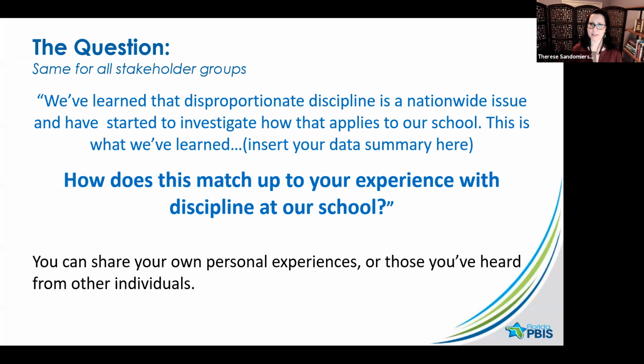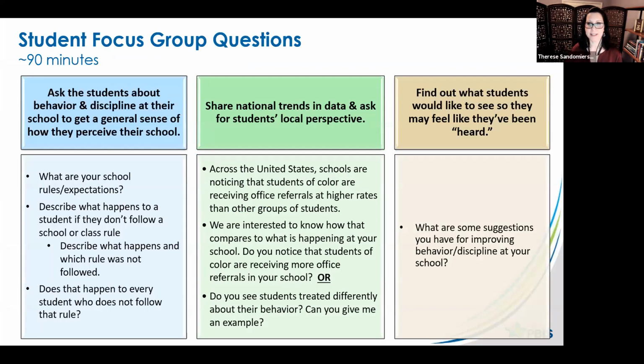Acknowledging disproportionate discipline is a nationwide issue, we generally share a little bit of data to illustrate that. The schools just started to investigate how that applies in our own backyard. This is what we learned. Our risk ratio is 6.5 and we're horrified. But what we want to know is, how does this data match up to your experience with discipline at our school? And letting people know they can share their own personal experiences or things they've heard from others, it's all valid. It's a safer way for people to share. But from there, sitting back and listening and taking in what families have to say.